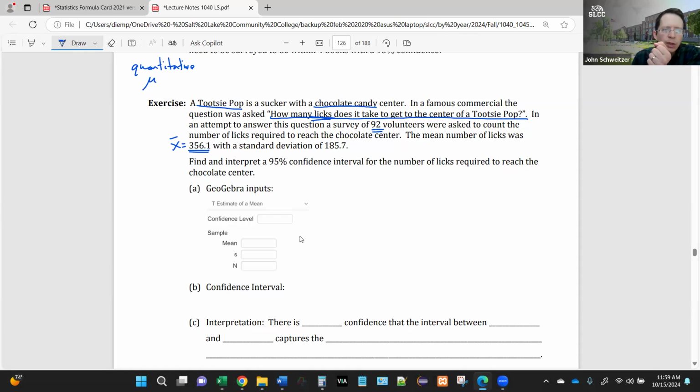So nobody really knows what mu is, but because of these classes that actually put this data set together, we do have an estimate. Our one best number is x bar. So that is the point estimate for the number of licks required to get to the center.